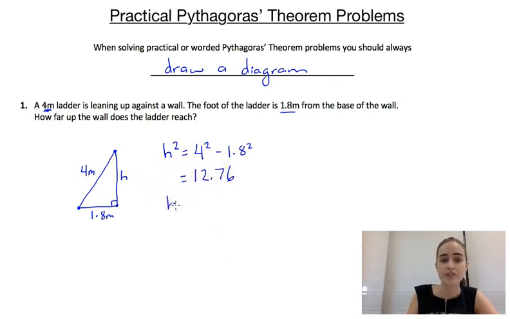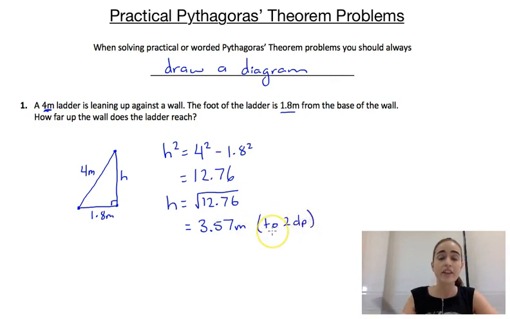And then we have to square root that to find out what H is. So we'll square root 12.76. And it hasn't asked us, but for this one, I'm going to round to 2 decimal places. So that would give us 3.57 meters, and that's 2 decimal places. Now, the other thing with practical or worded problems is always to check whether your answer is reasonable. So if we've got a 4-meter ladder, it's 1.8 meters out, 3.57 for that height makes sense. But if you got a number like 12.76 and you'd forgotten to square root it, you'd know that's wrong because there's no possible way that a 4-meter ladder can reach 12 meters up the wall. So always check whether your answer is reasonable.